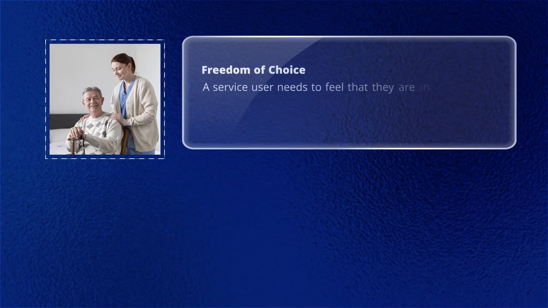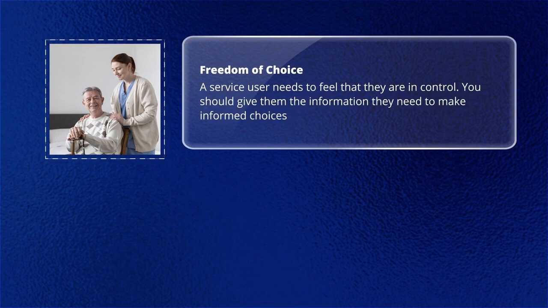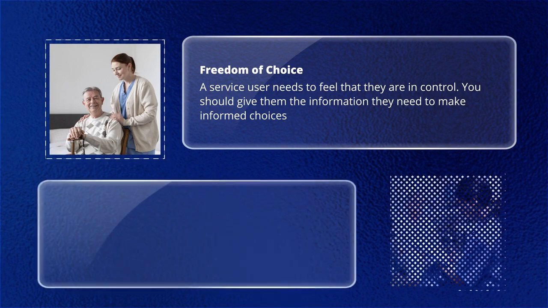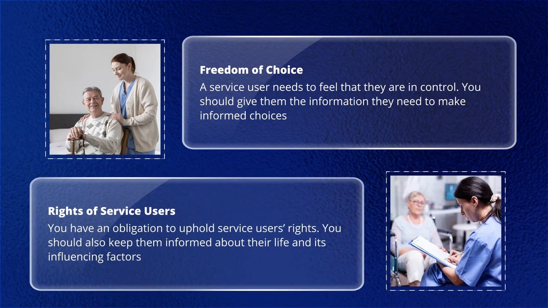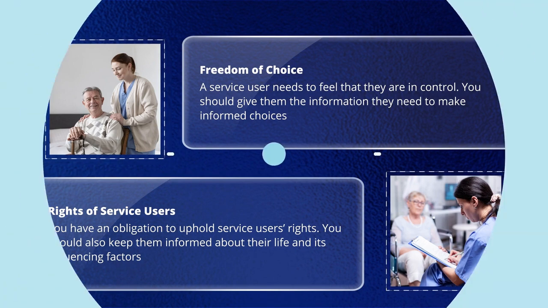So here we go. The first one is freedom of choice. A service user needs to feel that they're in control. You should give them the information they need to make informed choices. Then there is rights of service users. You have an obligation to uphold service users' rights. You should also keep them informed about their life and its influencing factors.